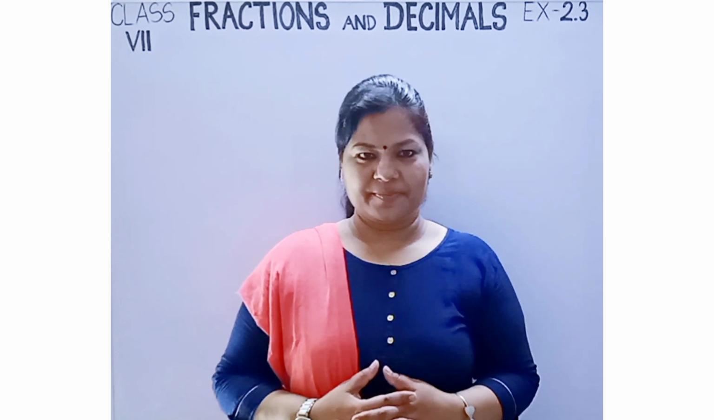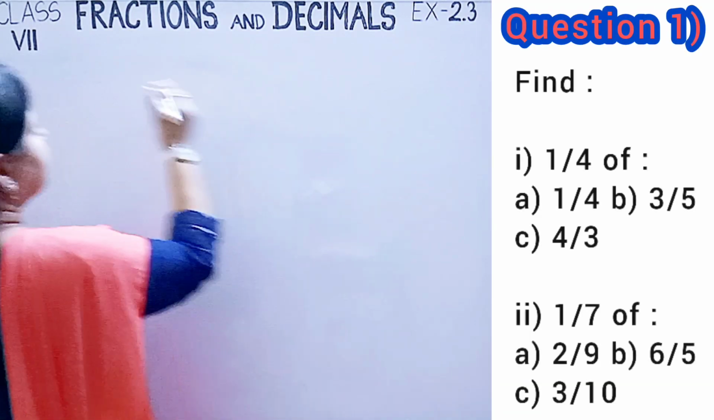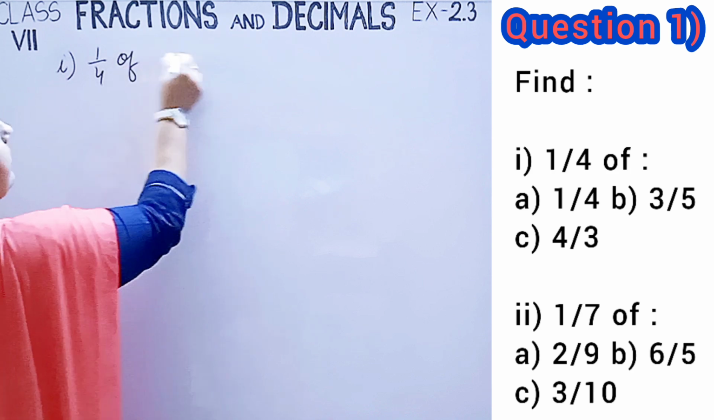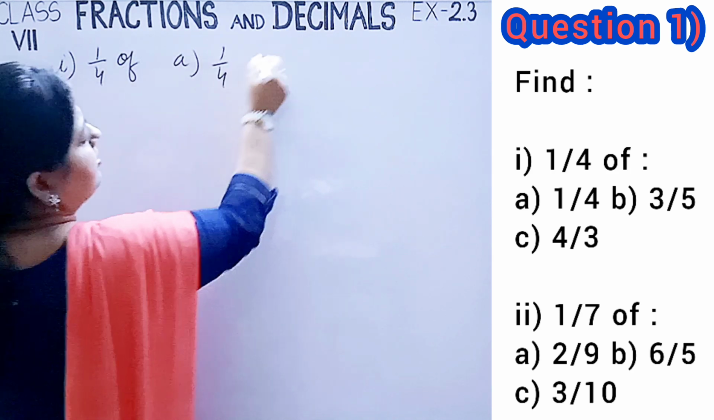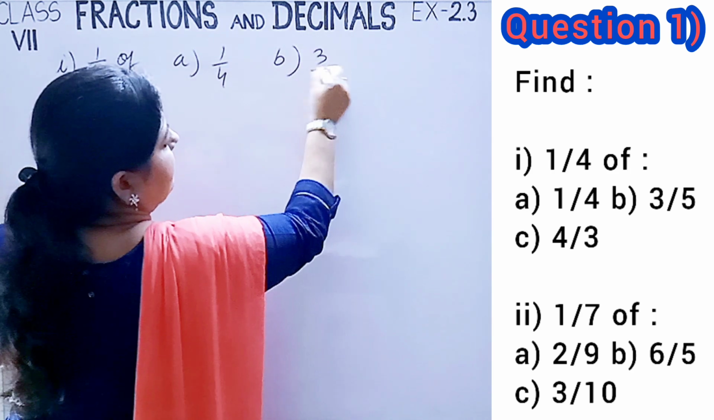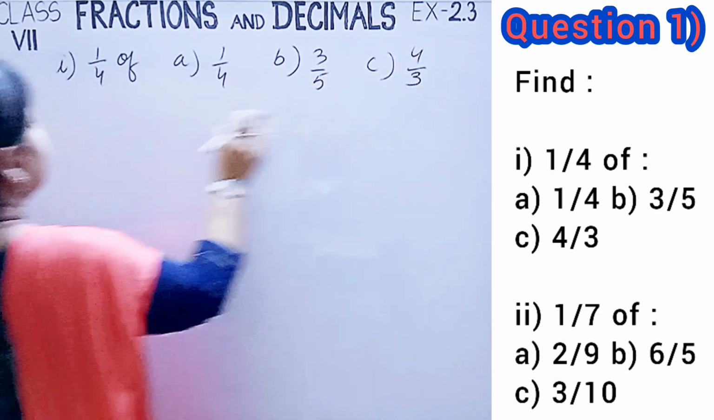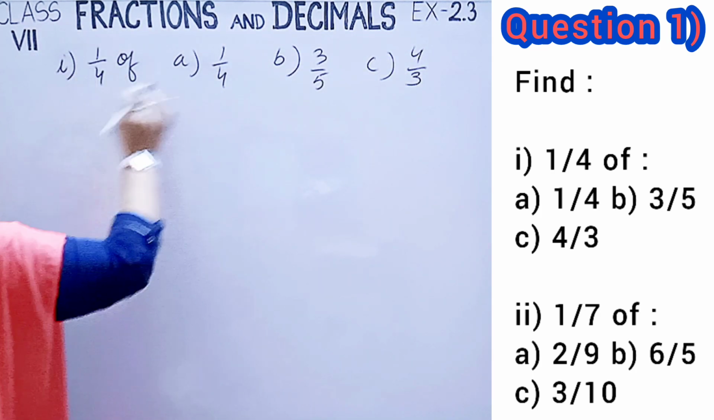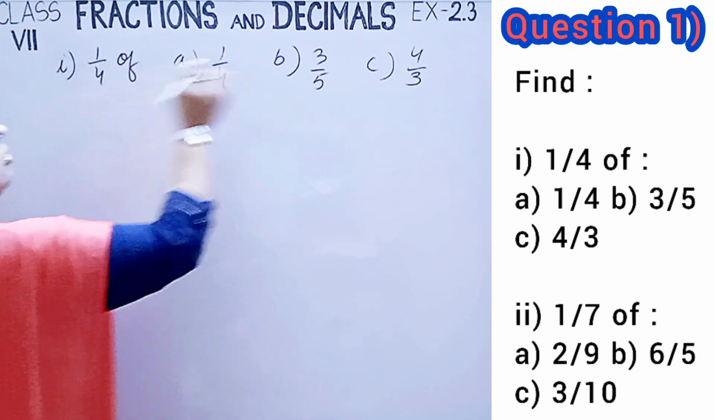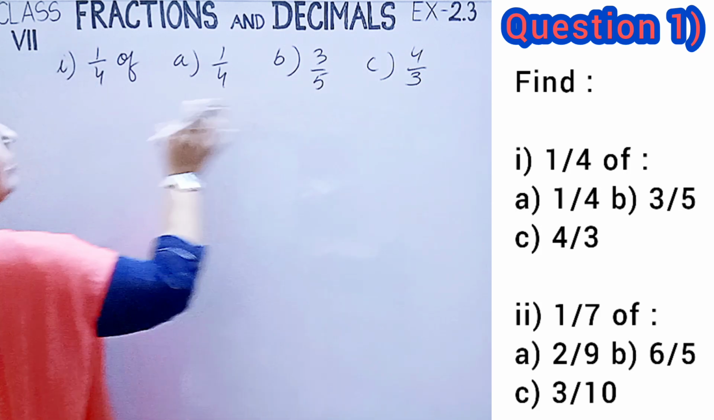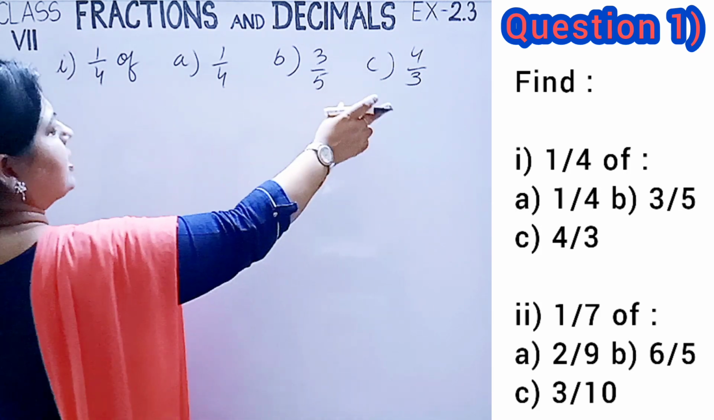So let's begin. Question number 1: find the first part, 1 by 4 of A, 1 by 4, B, 3 by 5 and C, 4 by 3. So here we have to find out 1 by 4 of 1 by 4, 1 by 4 of 3 by 5 and 1 by 4 of 4 by 3. We have already learned this in exercise 2.2.